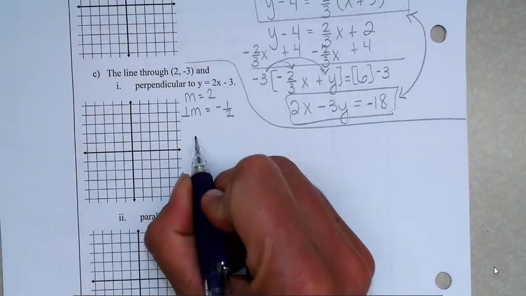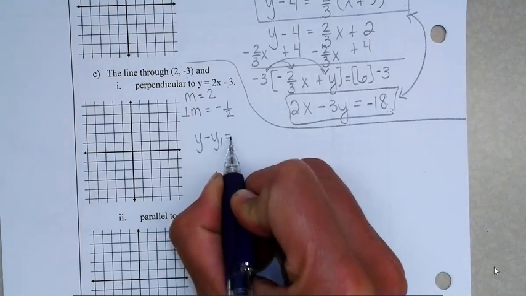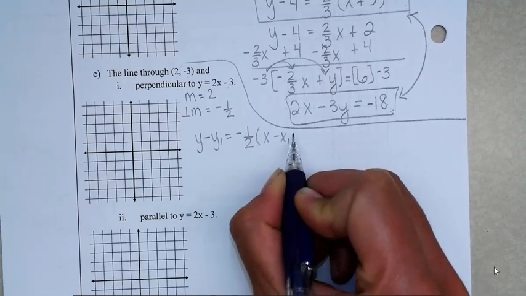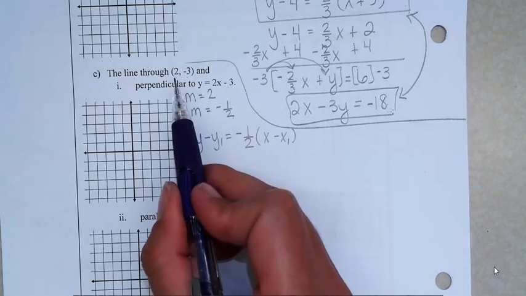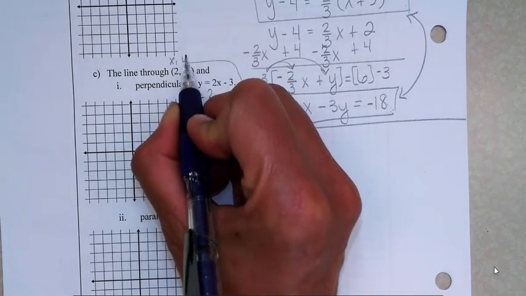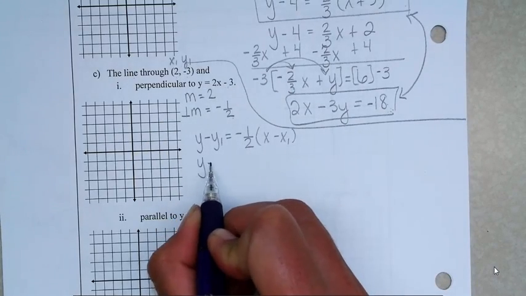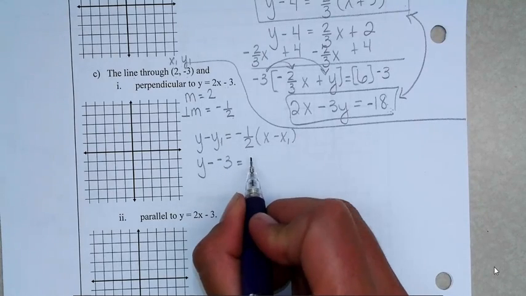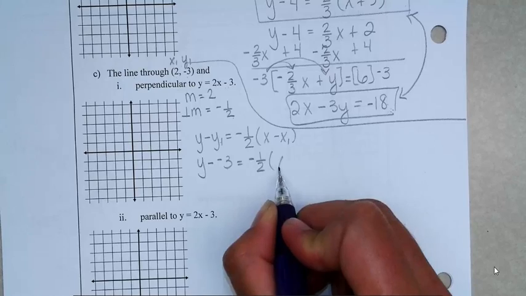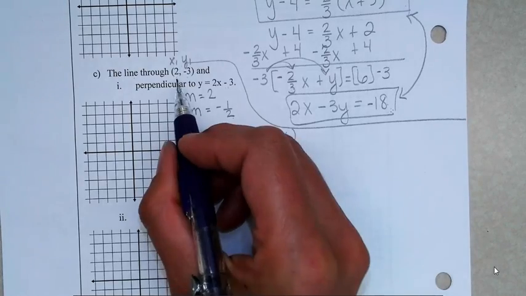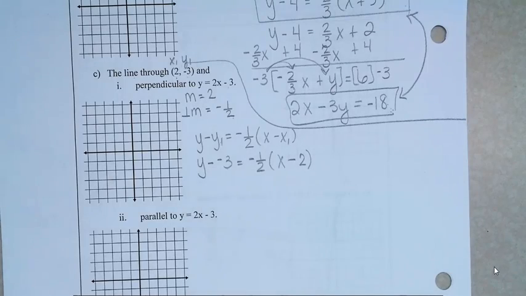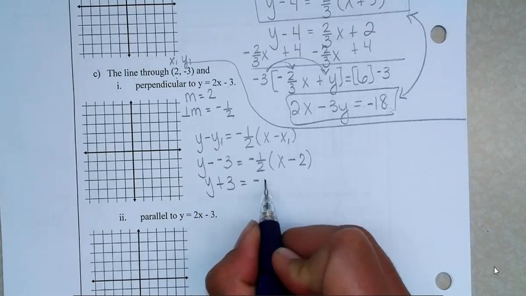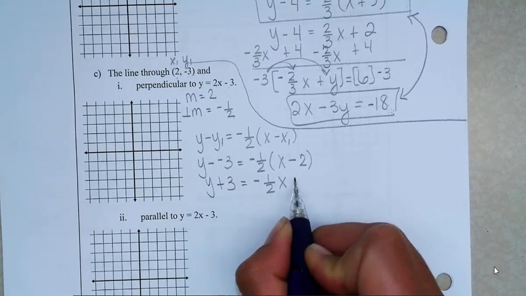All right, so I know that my slope that I'm going to use for this perpendicular line is -1/2. I also know that I have this point. We'll call that x1, y1. And I'll go ahead and plug in y1 where I see y1 here, and x1 where I see x1 there. So this really becomes y plus 3 equals -1/2 x plus 1.